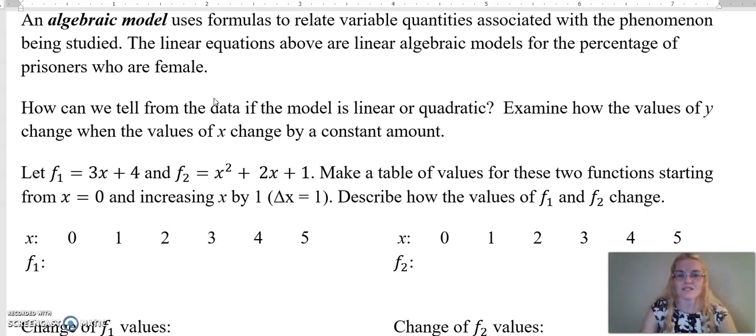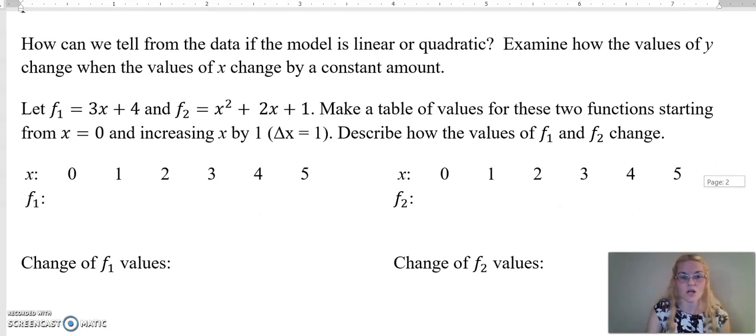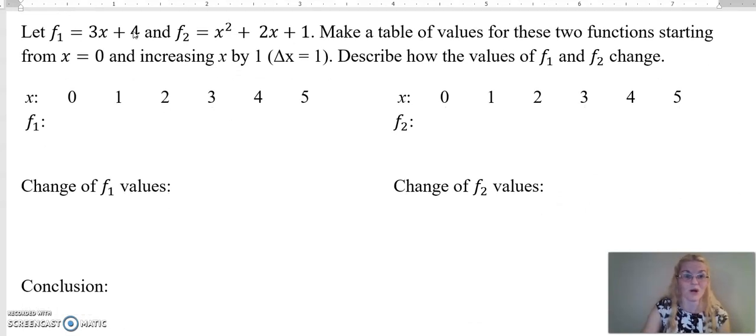But now, how can we tell from the data, from those numbers, if the model really is linear or maybe if it's quadratic? Well, we do that by examining how the values of y change relative to how the values of x change, and specifically if x is changing by a constant amount. So let's start with what I hope you know, a linear equation and a quadratic equation.